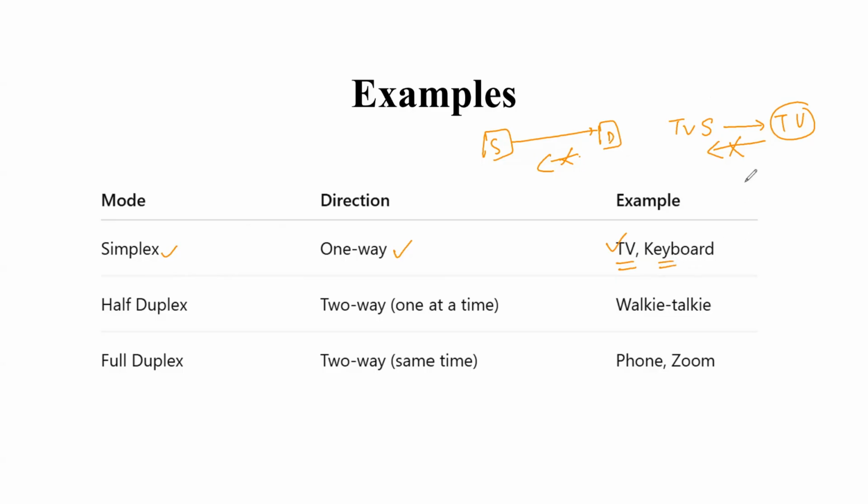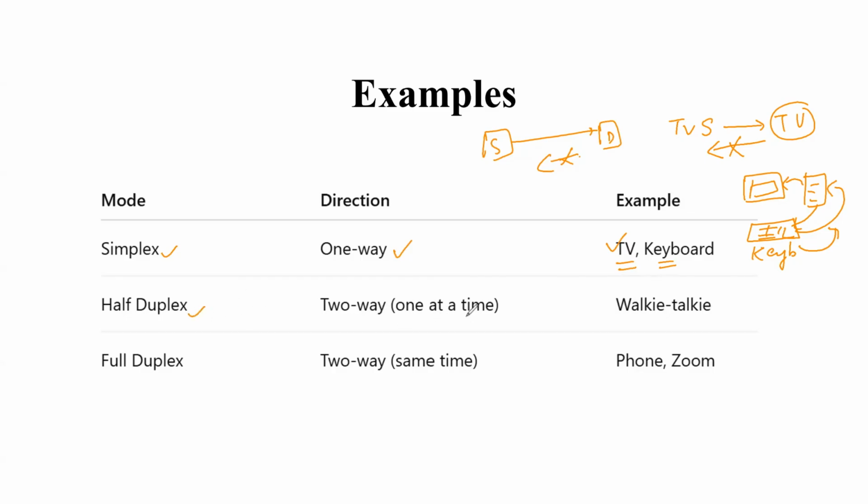Same is the case with the keyboard. When you are working on a keyboard, by now, I hope you all are aware, all the keyboards which are connected with the CPU, you can send the data from the keyboard to the CPU, which further will reflect that on the monitor of your computer or on the laptop. So the keyboard will never be able to receive any data back from the CPU. That is the example for your simplex mode of communication.